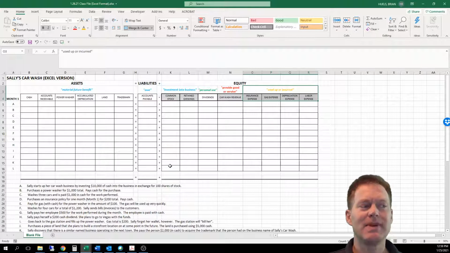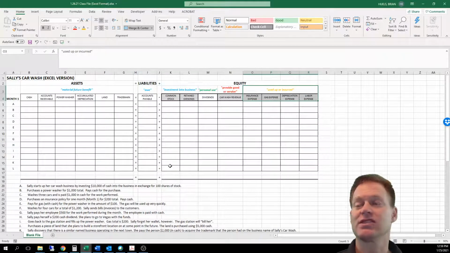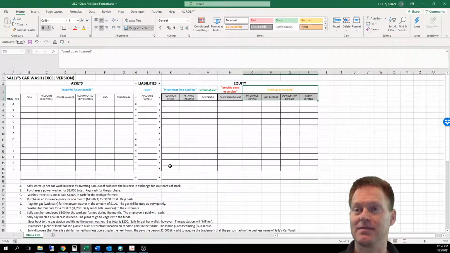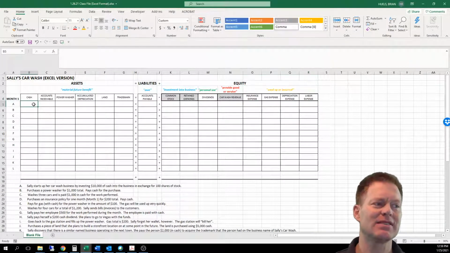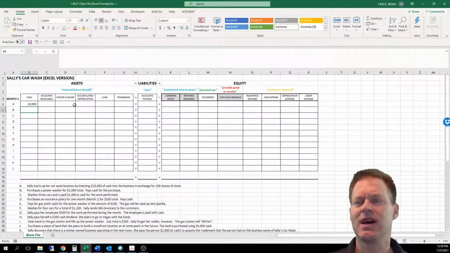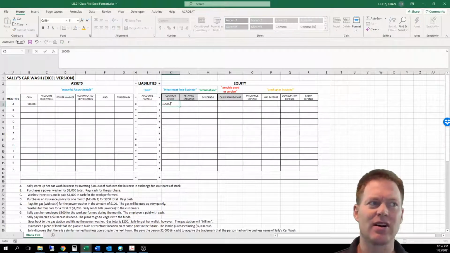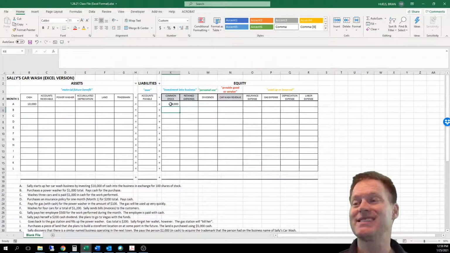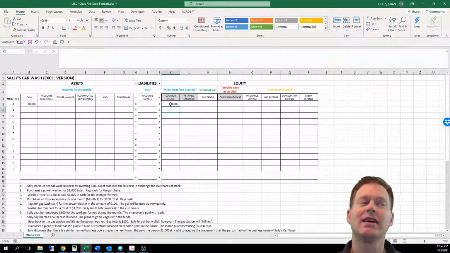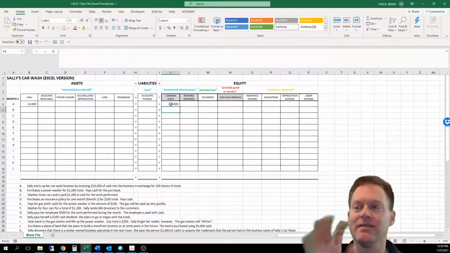Sally starts up a business by investing $10,000 of cash in exchange for stock. So when we read that, cash is going into the business. So we go positive cash, right? Cash goes up. Investment into the business. Now that's called common stock. She received 100 shares of stock. Cash goes up. Investment in the business.